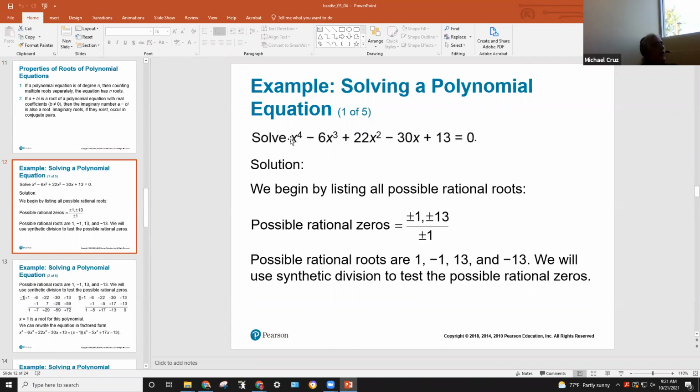X to the fourth, the highest power, so the 4 we're going to use. And then the 13 is the other number we're going to use. And we're going to put the factors of 13 in the numerator. And the factors of 13 are just 1 and 13, both plus or minus. So there's 4 of them up there. And then the good thing is down here, there's just 1 for that coefficient, so plus or minus 1. So we got 1 over 1, negative 1 over 1, 13 over 1 and negative 13 over 1.